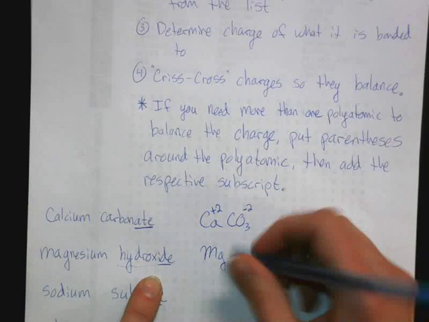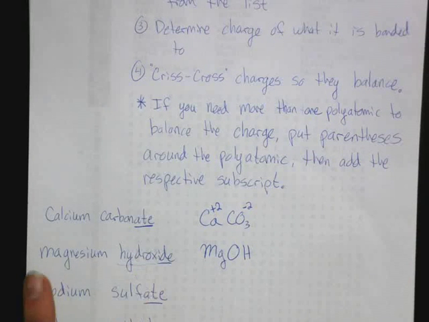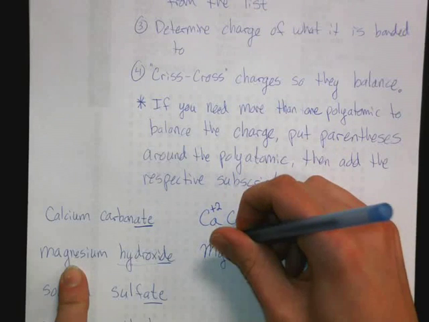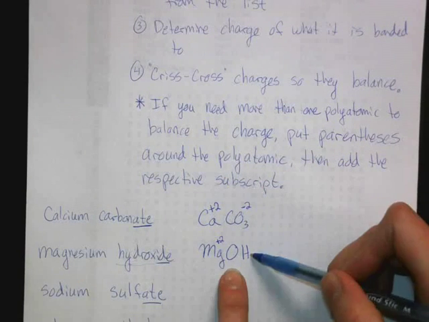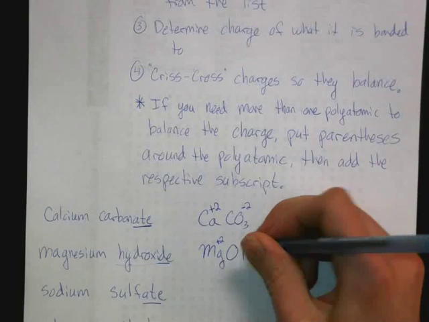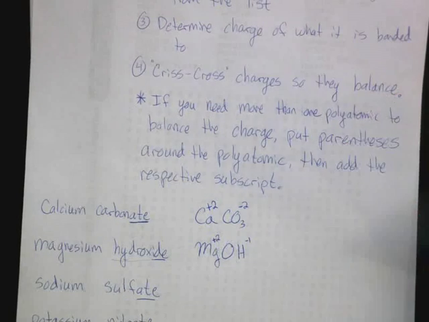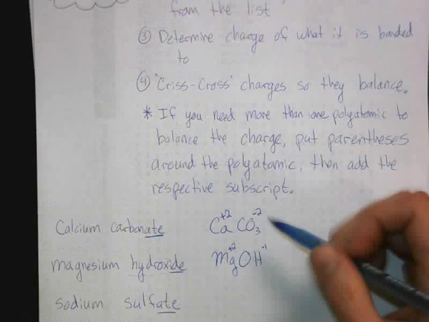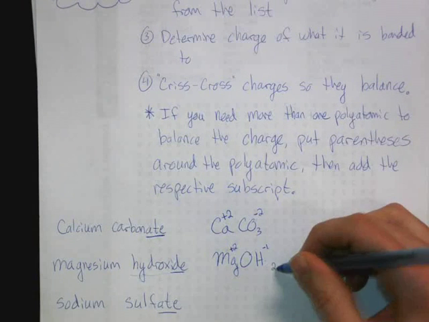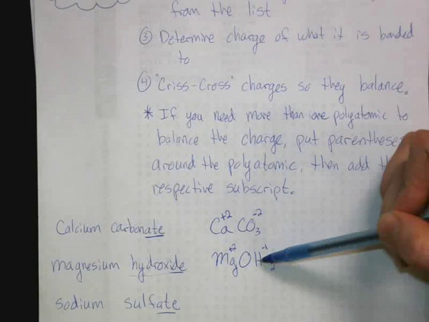Magnesium hydroxide. Magnesium is Mg. Hydroxide is one of my polyatomics, which is OH. Now, if I look at my charges, magnesium on the periodic table has a charge of +2. And hydroxide, being a polyatomic, has a charge of -1. Now, these are not equal, so I would have to crisscross my charges. So the 1 comes down here, the 2 would come over here.